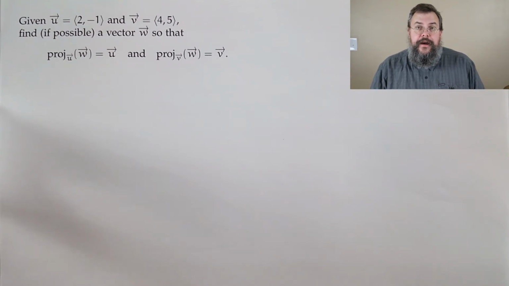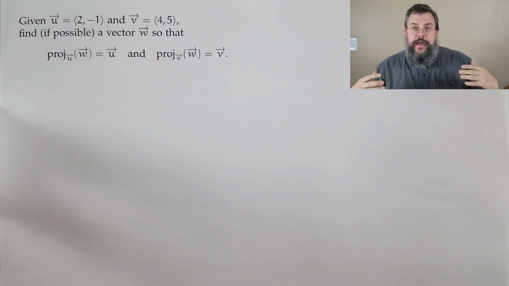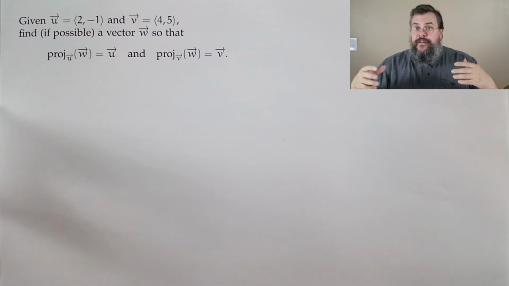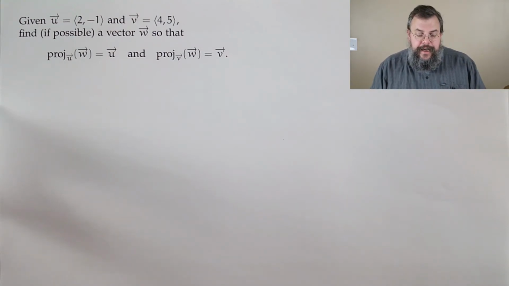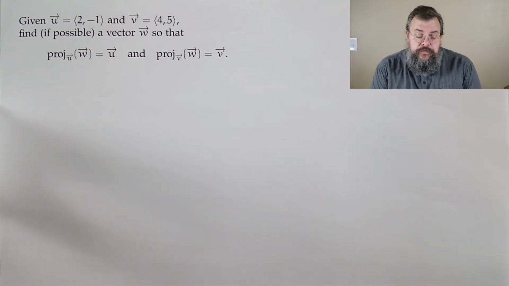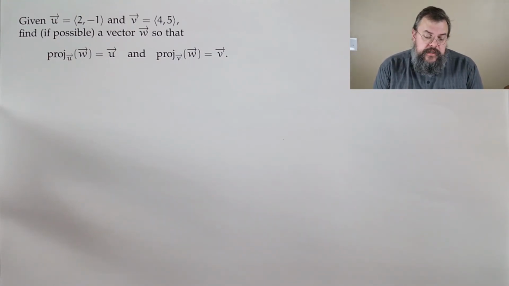And at this point, we're like, huh. Okay. So in some sense, we're looking for a vector w so that the amount of w pointing in the same direction as u is u, and the amount of w pointing in the same direction as v is v. And at first glance, it seems like, is there such a vector? And how would this work? So we have to think about what's true. So let's think about what's going on here.